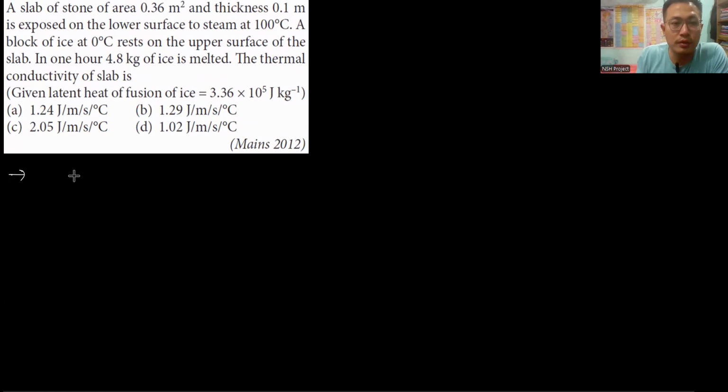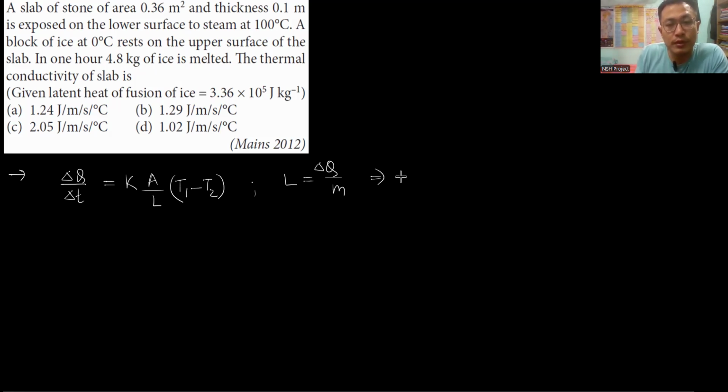We have to find the thermal conductivity of the slab. Delta Q by delta t is equal to K times A times (T1 minus T2) divided by L. Here delta Q is the heat, since 4.8 kg of ice is melted, delta Q we can calculate. L is the latent heat, so delta Q by m is equal to L, which implies delta Q is equal to m into L.